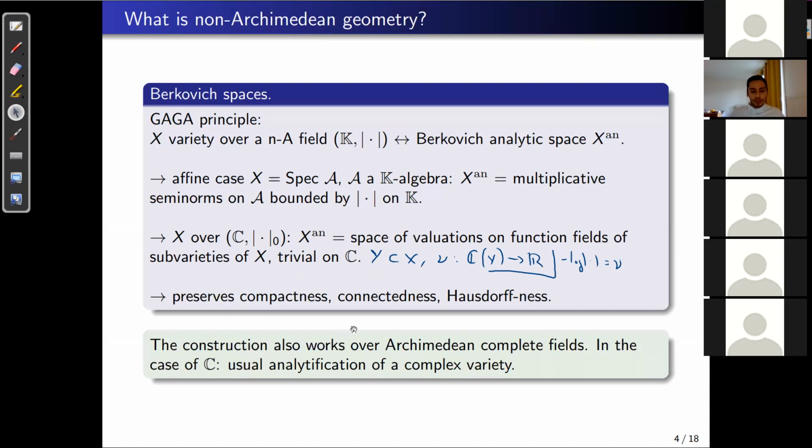And finally, to show that this is not just a random construction, we can also analytify with respect to any absolute value. So we can analytify with respect to an Archimedean absolute value. And if we have a complex variety and we take the analytification with respect to the usual Archimedean absolute value of C, then we obtain the analytification of a complex variety in the sense that we all know. So in short, this means that it all works just as we want.